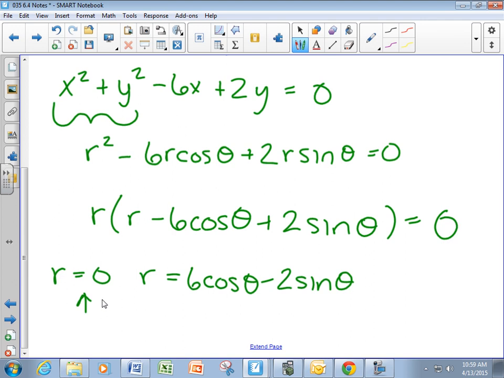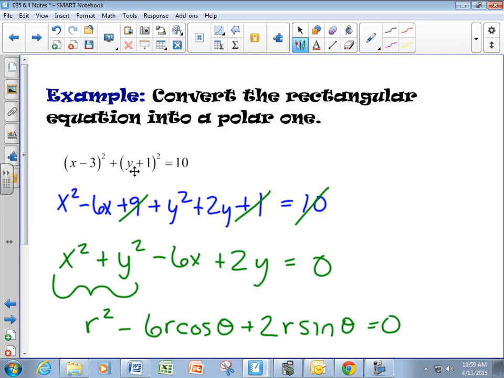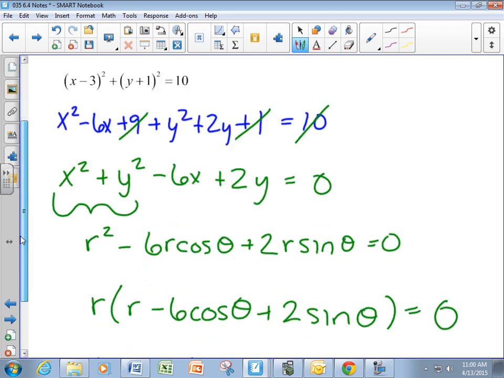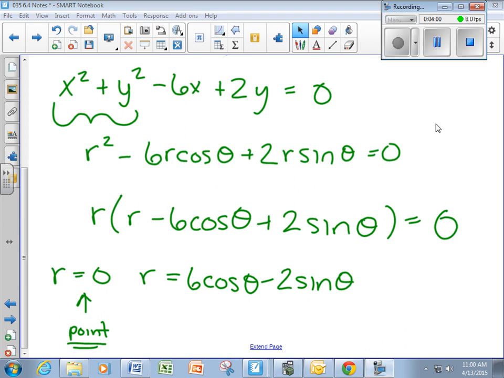Incidentally, this, because it's at 0, is just a single point. This point must fall on the graph of this polar graph. This polar graph probably won't look familiar to you right now. We haven't done a lot with graphs, but if you try it, what you should get is a circle with a center at 3, -1, and a radius of square root of 10. So the connection between the rectangular and polar is there, and the point 0, 0 is probably on that circle. So that is how you do some conversions using those conversion equations that we've been practicing.